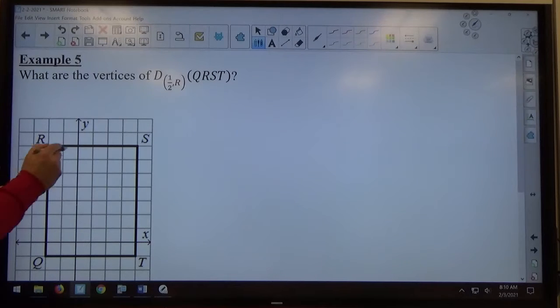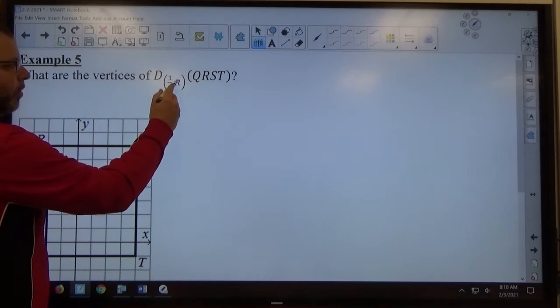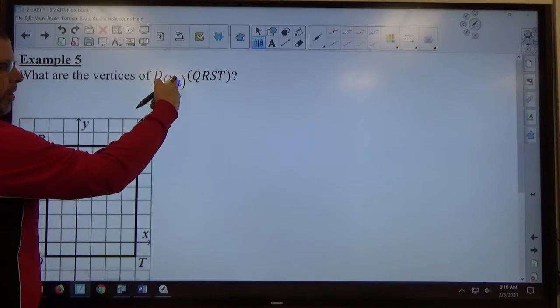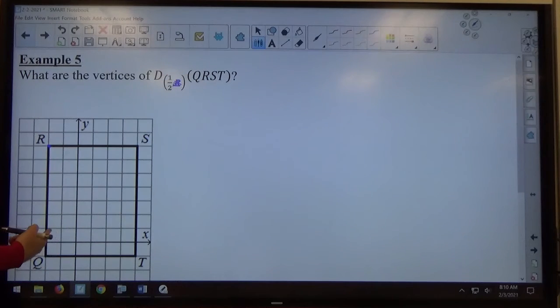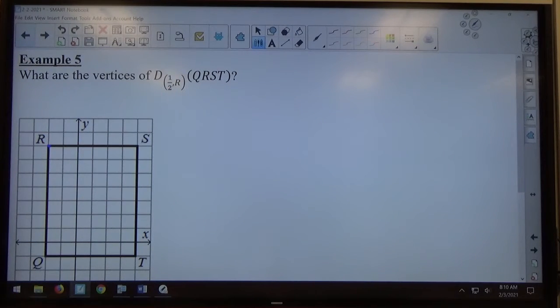If they don't give you a center, if it's coordinate axis, they don't give you a center, so it's just D, QRST 1/2, they want the origin to be the center. So 0, 0 would be the center in that scenario. So those are the ways they might portray this problem. But in this case, R is our center of dilation, and R happens to be a point on the picture.